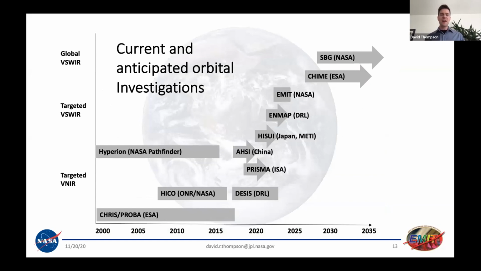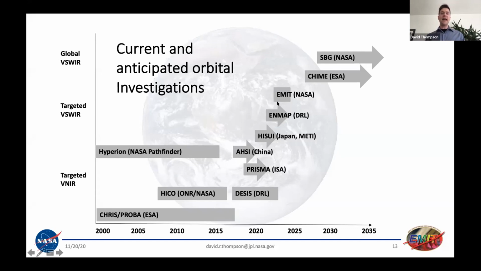Imaging spectroscopy, we're sitting on the cusp right now of some dramatic increases in the quantity and quality of imaging spectroscopy data. Here on the horizontal axis, you see the year, and we're sitting here in 2020. The vertical axis represents, broadly speaking, science utility, moving from targeted observations by visible to near infrared instruments to visible shortwave infrared instruments to global coverage of the same. And you can see that a wide range of different international space agencies are underway, producing and flying imaging spectrometers of various kinds.